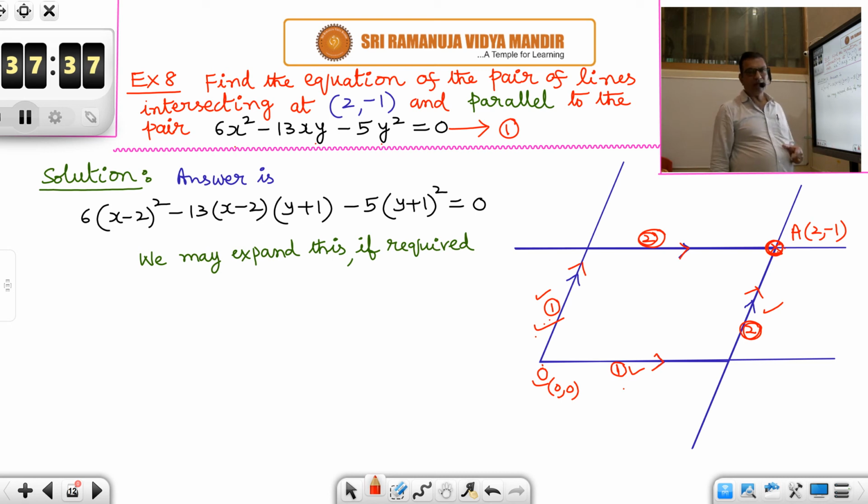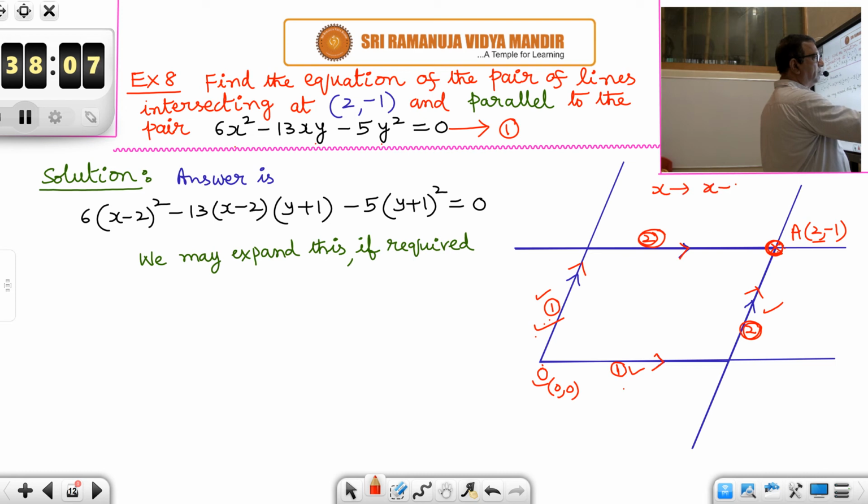So for this we have a formula, is it not? Passing through a point (x0, y0) and parallel to the pair of lines ax square plus 2hxy plus by square is equal to 0. What we have to do? In the equation ax square plus 2hxy plus by square is equal to 0, we have to replace x by x minus x0, y by y minus y0. So here (x0, y0) is (2, -1). So we have to replace x by x minus 2 and y by y minus minus 1. That means y plus 1.